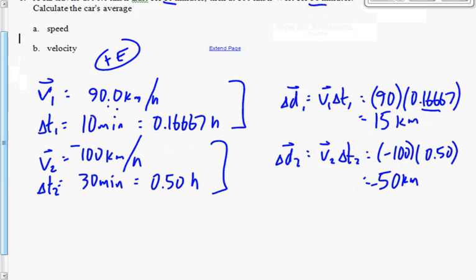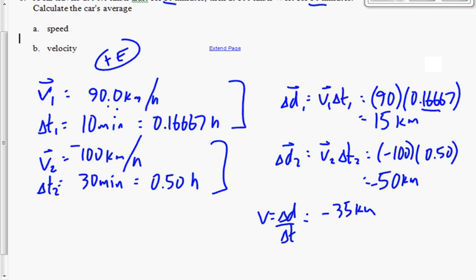Now let's get that average speed over the entire trip, by adding the two distances. What am I going to add here? 15 plus neg 50 is neg 35. Is that right? Yes or no? Neg 35 for the distance. Who votes yes? Who votes no? Okay, the answer is no, you're right.